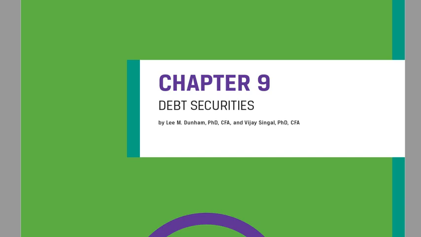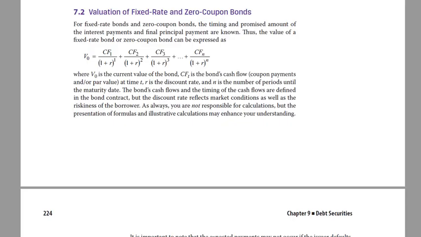I just wanted to remind you that the CFA Institute Investment Foundations chapters are all free, and so if you're not familiar with stocks and bonds, again, going back to review the bonds, chapter 9 on debt securities is excellent. It's only 26 pages. So just a quick reminder, in that CFA Institute Investment Foundations program, chapter 9 on debt securities, we had the valuation of fixed rate and zero coupon bonds.